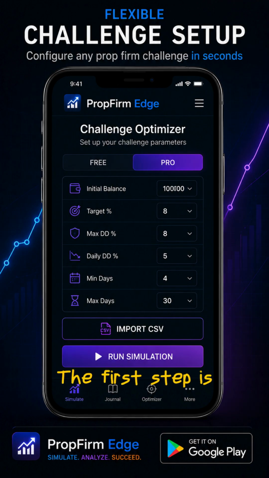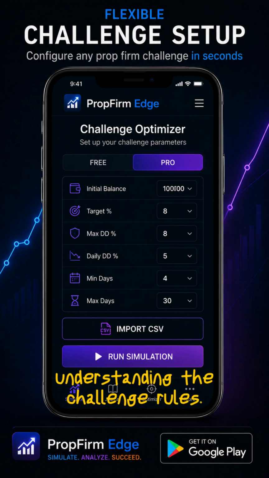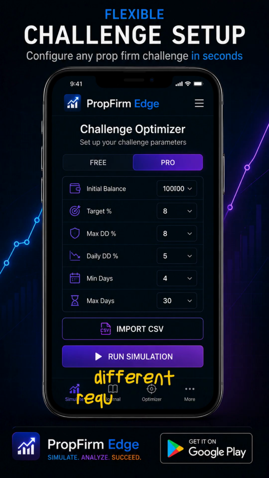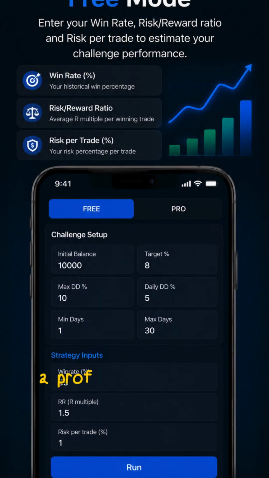The first step is understanding the challenge rules. Every prop firm has different requirements. Some require a specific profit target. Others have strict daily drawdown limits. And almost all of them have a maximum drawdown rule. These rules matter because a profitable strategy can still fail if the drawdown is too large.